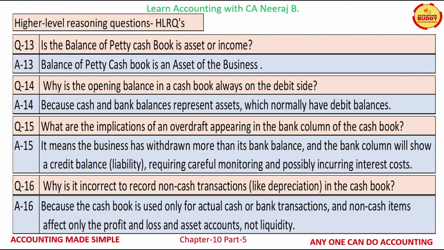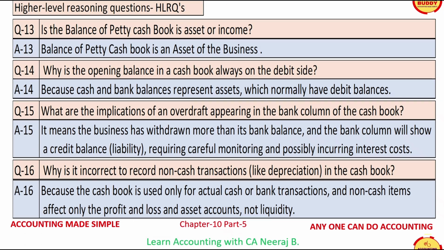The answer is because the cash book is only for actual cash and bank transactions, and non-cash items affect only the profit and loss and the asset accounts and not the liquidity of the business.